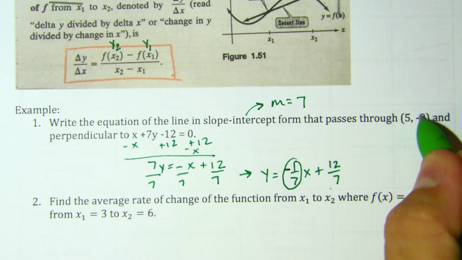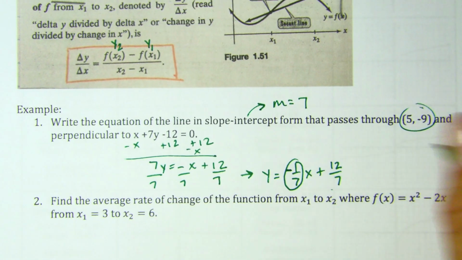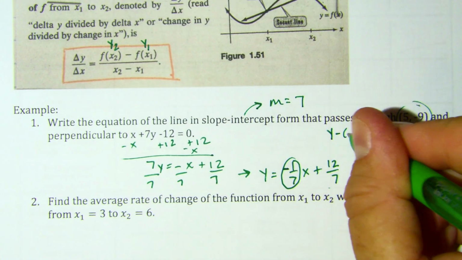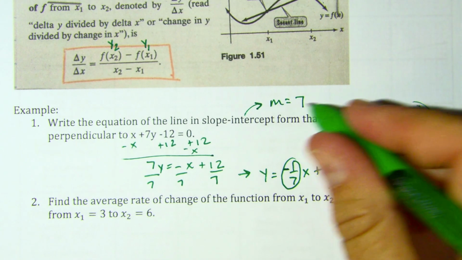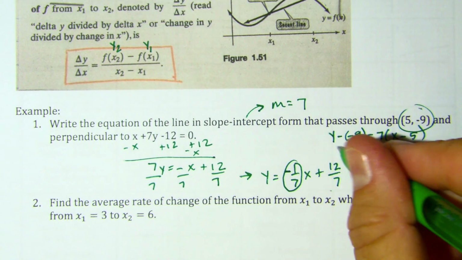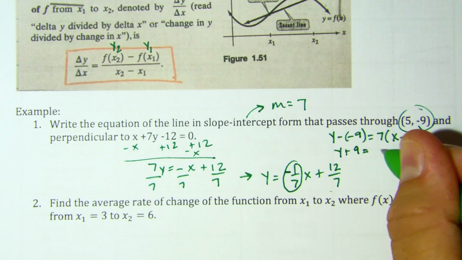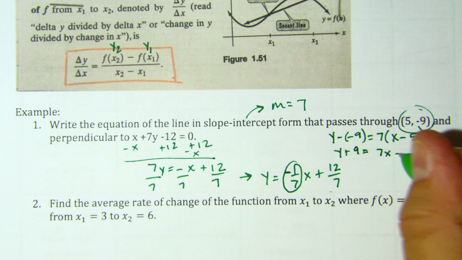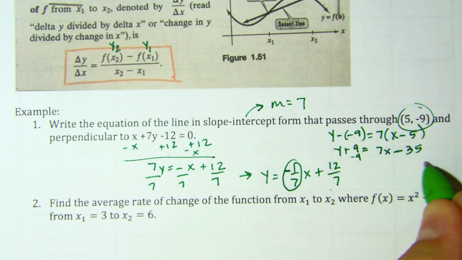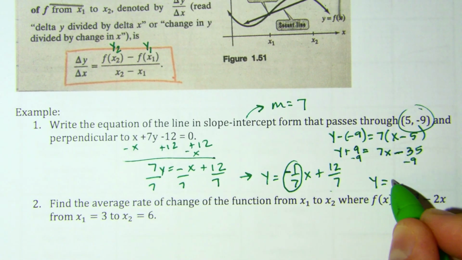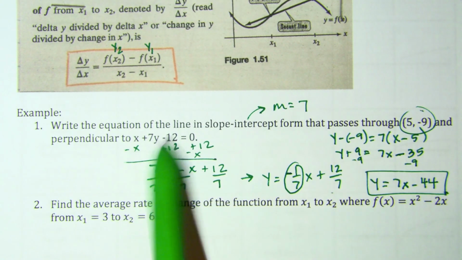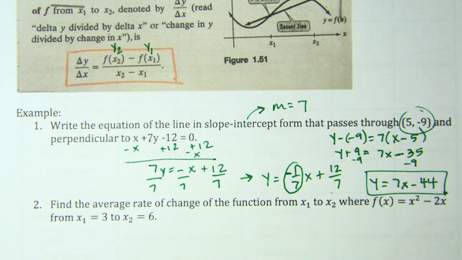Well, if I know my slope and I know this point right here, I can use point slope form to get me started here. So y minus y1 equals slope 7 times x minus x1. Can simplify that to y plus 9 equals 7x, and I'm going to distribute that negative 35. And then to get y by itself, I would just subtract 9. And y is equal to 7x minus 44. And that's the equation that is perpendicular to this line and goes through this point.